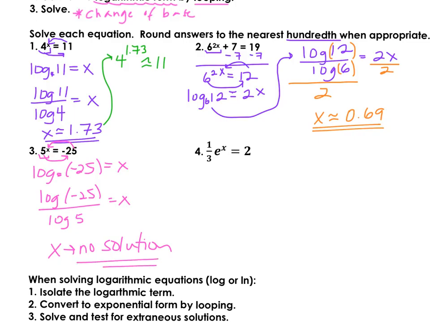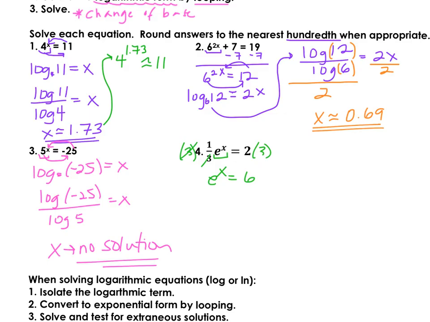Now in example 4, we're still solving the equation, and we're still going to loop to logarithmic, but now notice our base is e. Instead of using our log prefix, we're going to use the ln prefix for natural logarithm. We have 1/3 e to the x equals 2. We have to be careful here because our base is that e to the x. We need to get the 1/3 to the other side, so I'm just going to multiply both sides by 3. And that'll cancel out with the 1/3 and give us e to the x. On the right-hand side, 3 times 2 is 6.